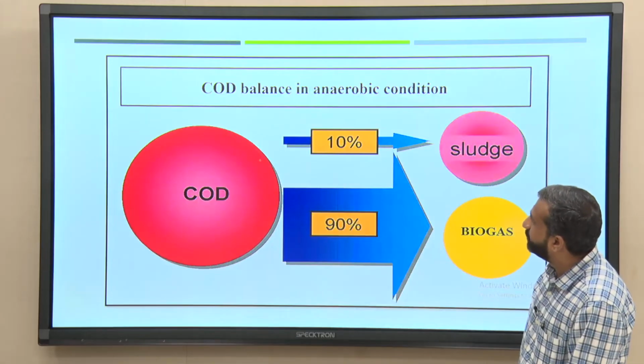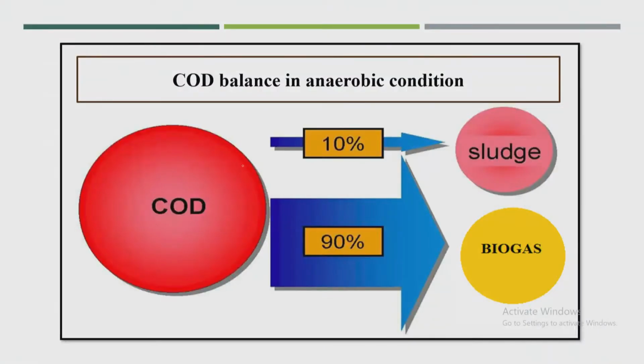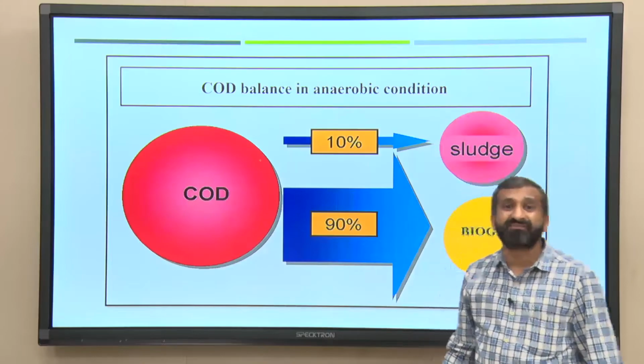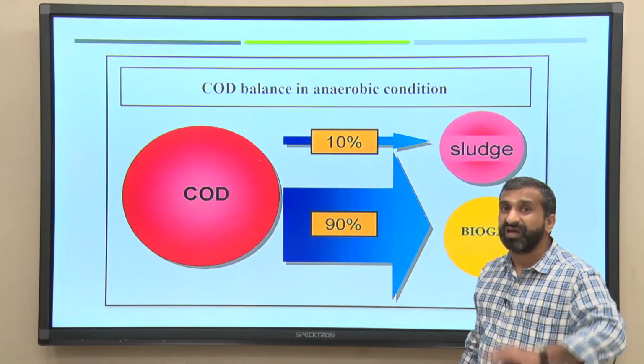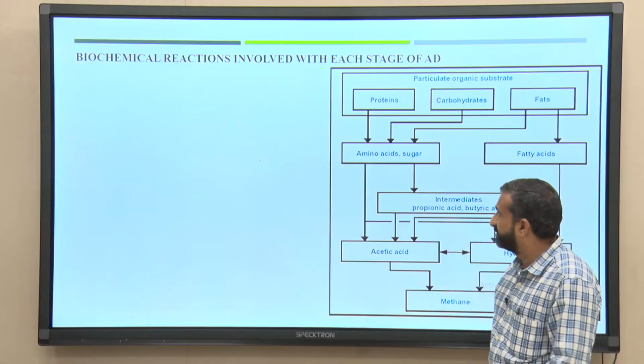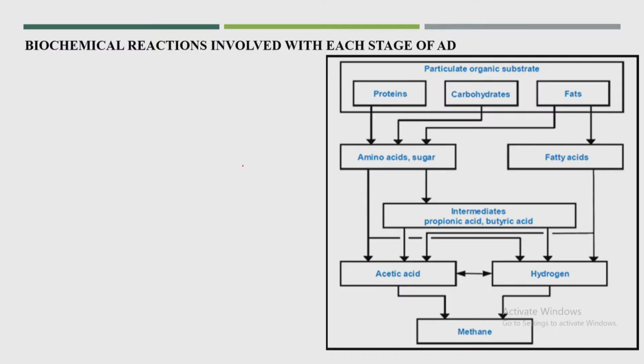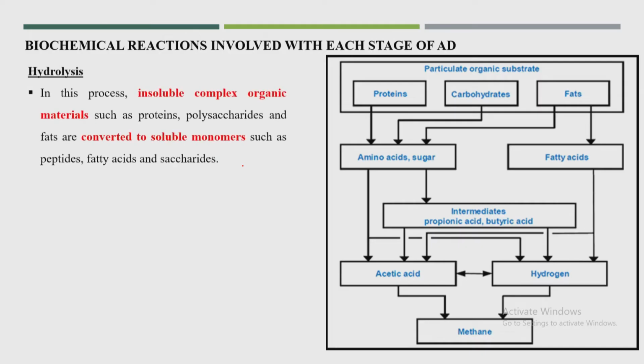If you see the COD balance, or chemical oxygen demand, which is nothing but the organic matter, in the anaerobic digestion process, 90% is utilized for biogas production, and only 10% goes to sludge or digestate production. That is why the anaerobic digestion process is a highly beneficial process. Now, again, the different stages of the anaerobic digestion process.